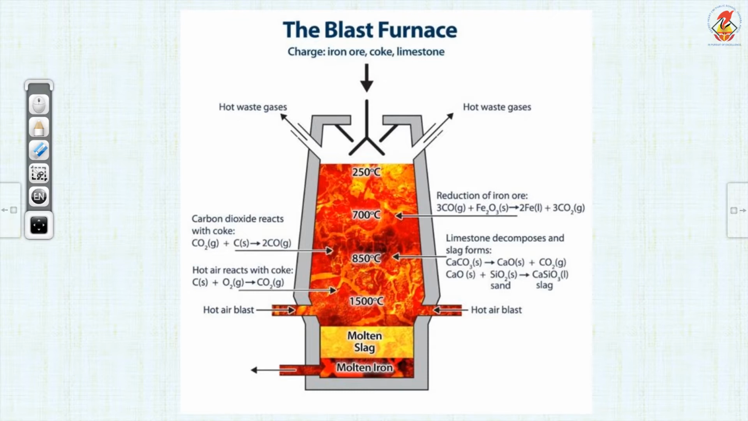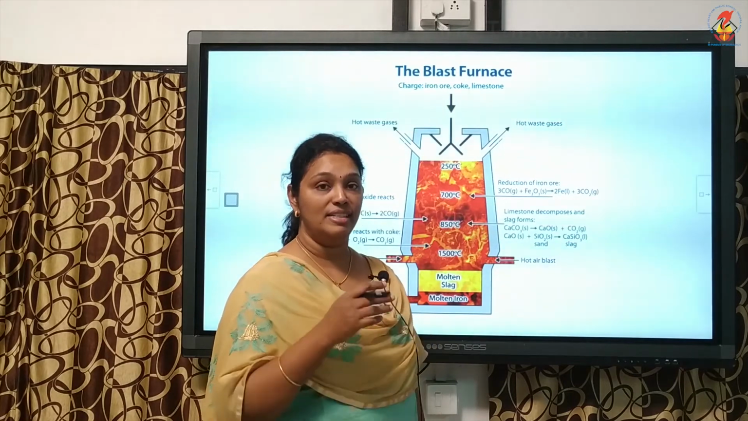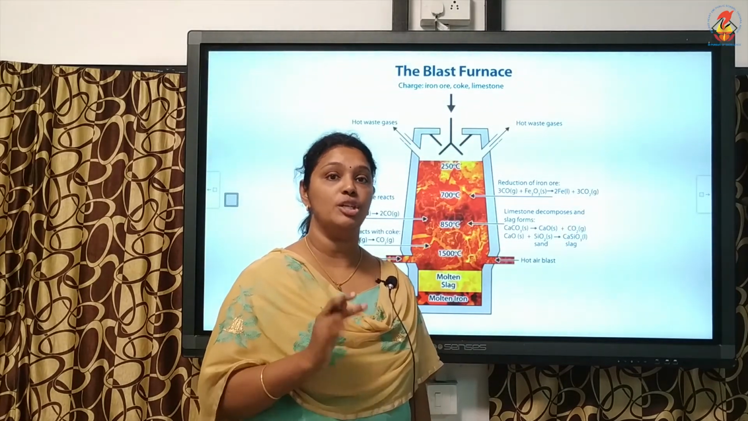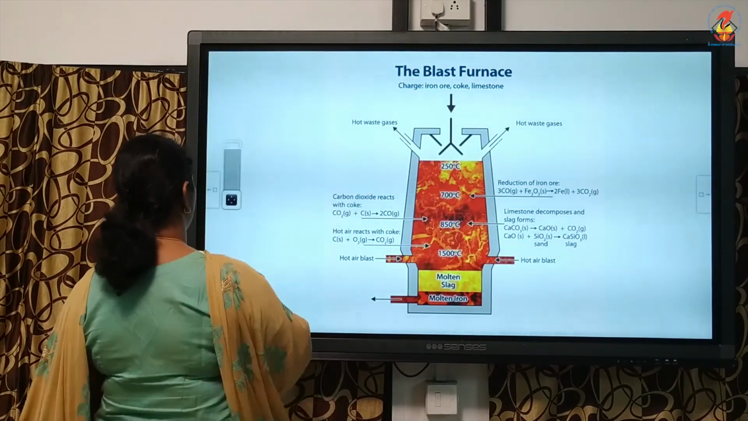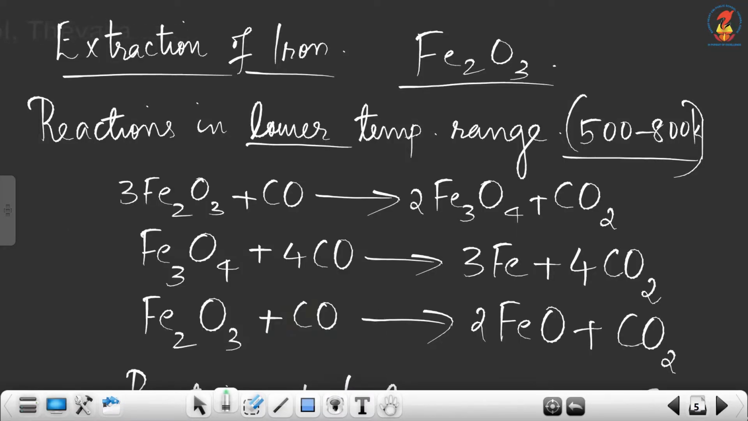And we can see that reactions take place at different temperature ranges inside the blast furnace. So, let us see the reactions taking place inside the blast furnace at lower temperature range and higher temperature range. Now, the reactions in blast furnace at lower temperature range, that is 500 to 800 Kelvin. The reactions taking place are reduction of Fe2O3 using carbon monoxide.